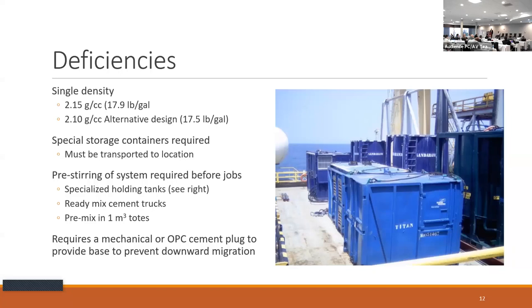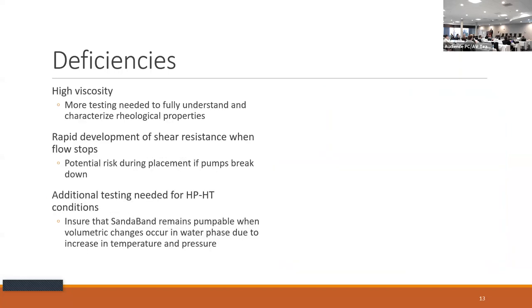If you're using it for plug and abandonment, you'll either need Portland cement set below it or some other plug. But my thought is, what if we use this in an HPHT, either oil and gas well or geothermal well, in an annulus? What advantages could be realized? And as I just said, I think there's a significant number of them.